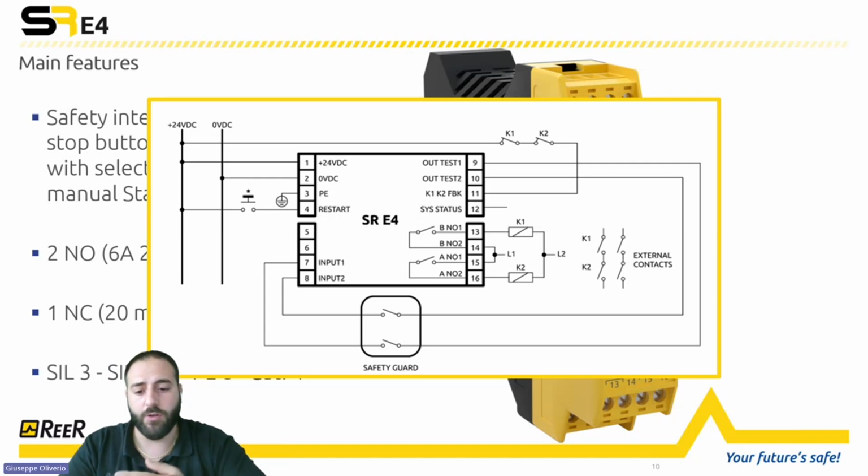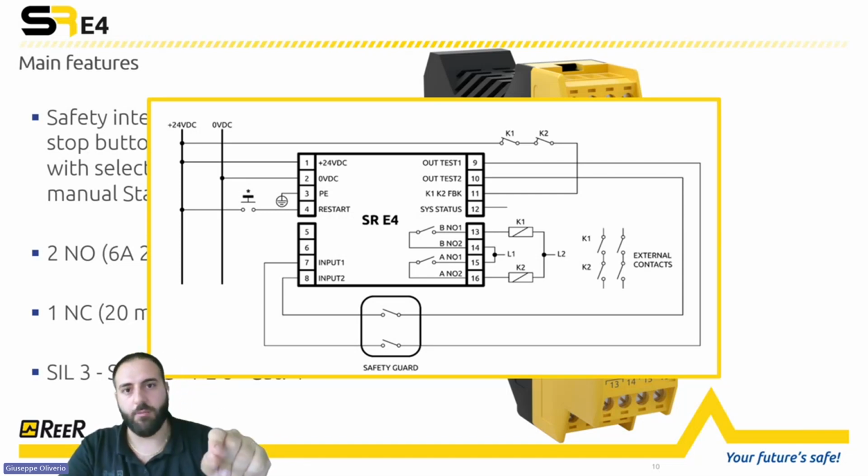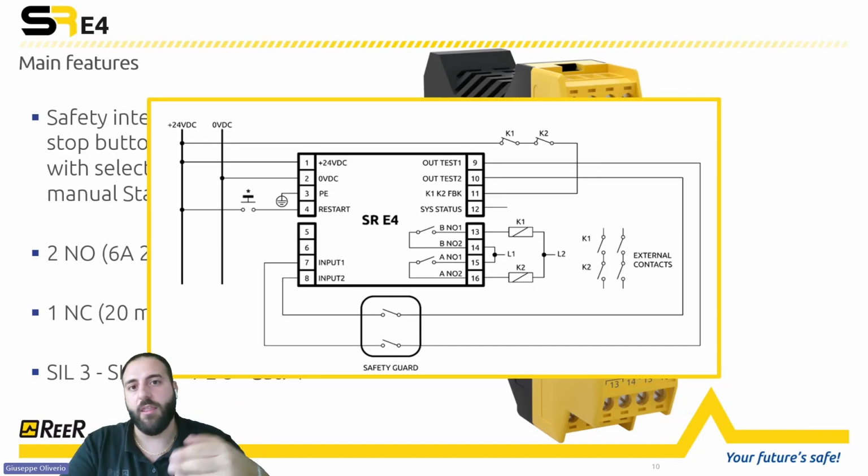The SRE4, the only configuration is related to the reset. So if you need the manual reset or the automatic reset. For the manual reset, you can do like the example like this. So you can put your reset button between 24-volt and reset input. If you need the automatic reset, then you can connect the 24-volt directly to pin number 4. Again, the feedback contacts. As you can see, we integrate also the output test.